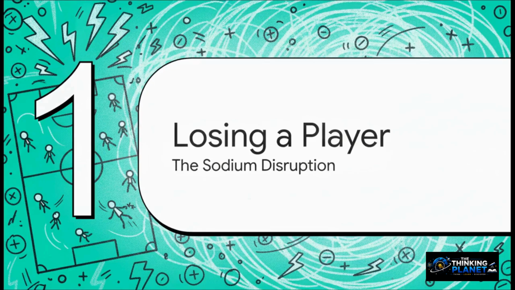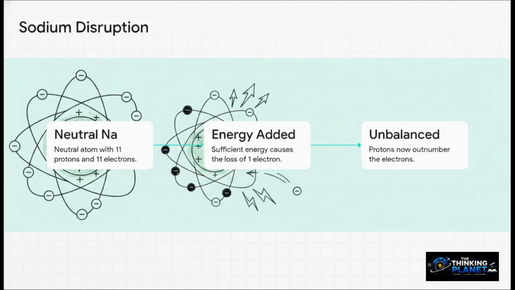Section 1. Losing a player. The sodium disruption. All right, here is the story of the sodium atom. Step 1. We start with a perfectly neutral sodium atom. That means 11 positive protons pulling against 11 negative electrons, a 0-0 tie.